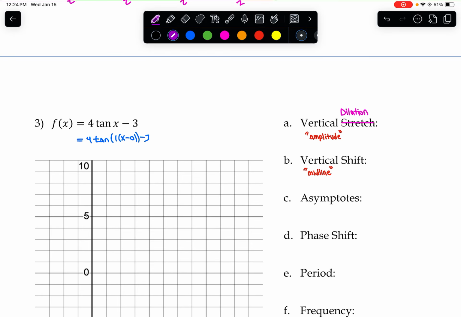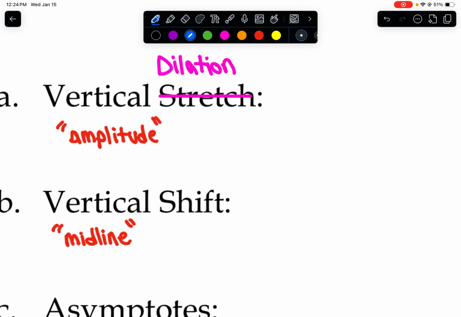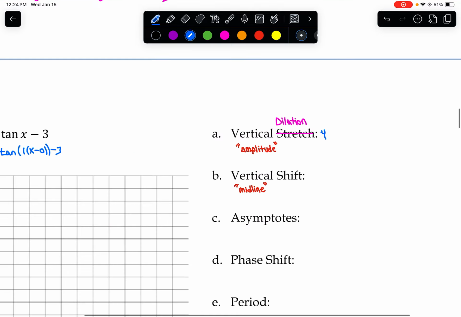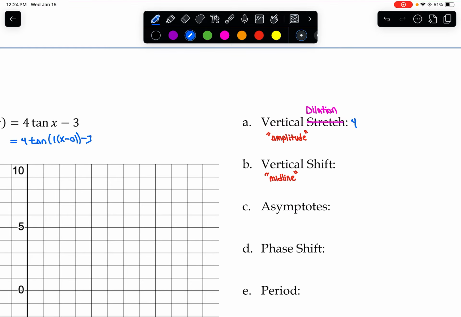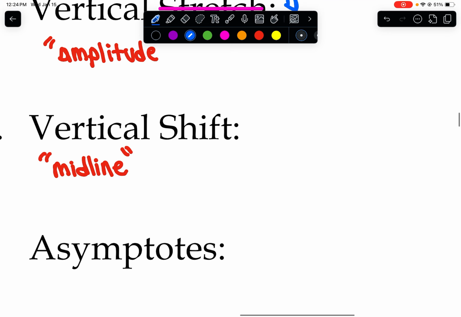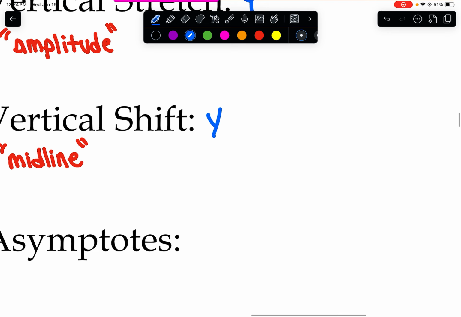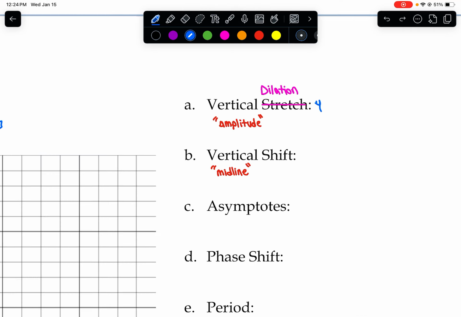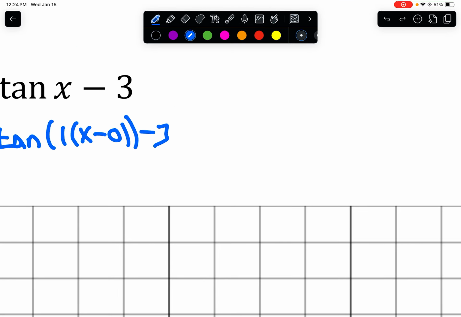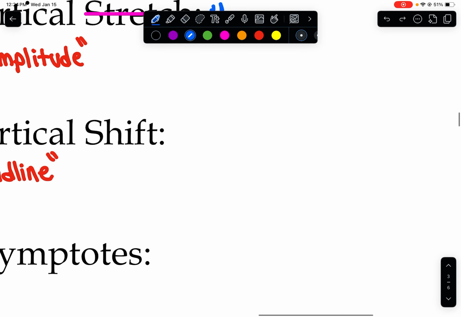All right, so now when we move on to the attributes, for your vertical dilation, that's going to be 4, which is your A value. Your vertical shift is going to be your quote-unquote midline, which is going to be negative 3. Now, because it's a vertical shift, you're not going to say y equals because that refers to a midline specifically. So because it's a vertical shift, you have to think of it like a vector. You need to give it direction and magnitude. So I'm going to say down 3.